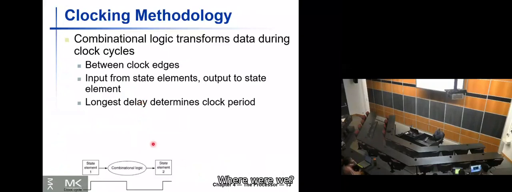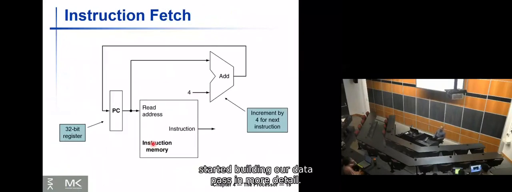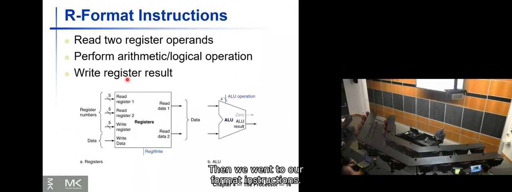Okay. So where were we? Okay, we were here. We have started building our data paths in more detail. The first one was instruction memory and the fetch. Then we went to R format instructions, and we have looked at the data paths for the first part of execution, because it will continue. But the first part would be when we have an R format instruction like AND.